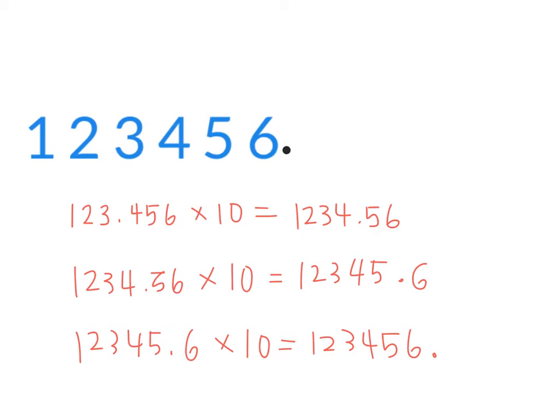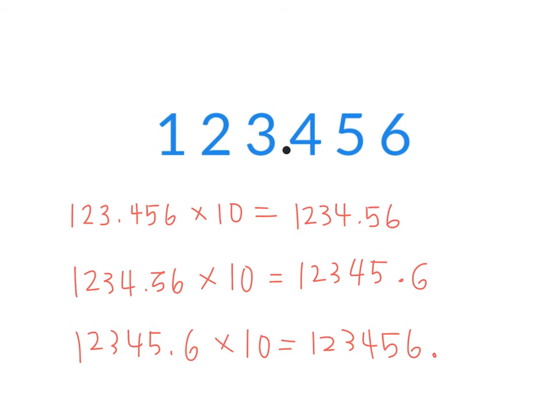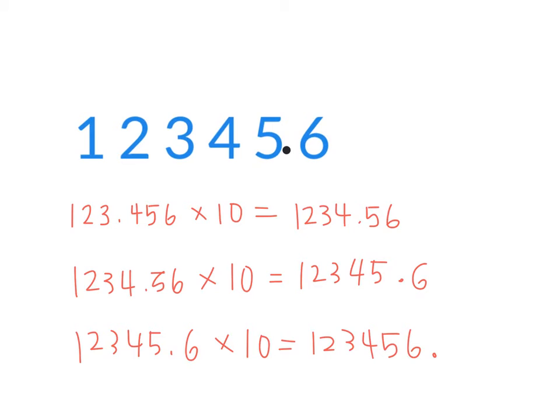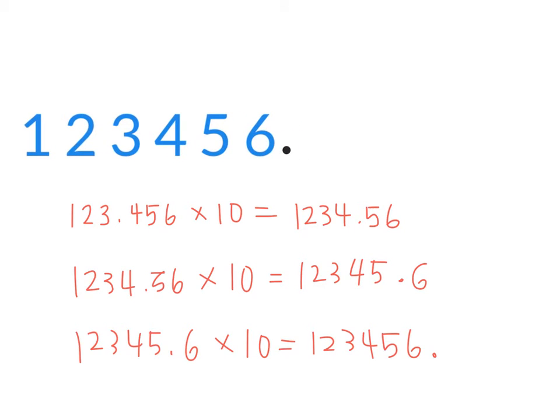By doing this, we started with 123.456 and we multiplied it by 10. We shifted those digits over to the left by 1. Okay? Then we made it 10 times bigger again and we shifted it over again by 1. What do you notice about the decimal point? It's always staying in the same place. And then when we multiplied it again, eventually the decimal point was at the very end.